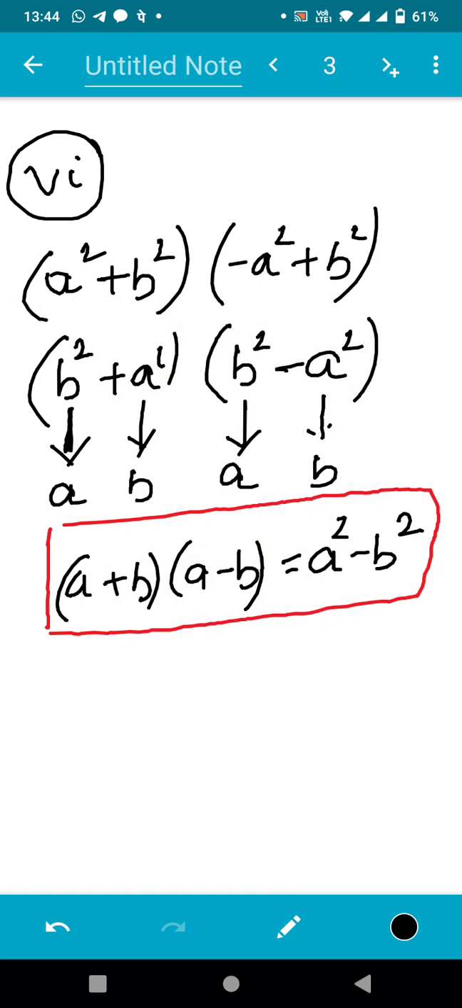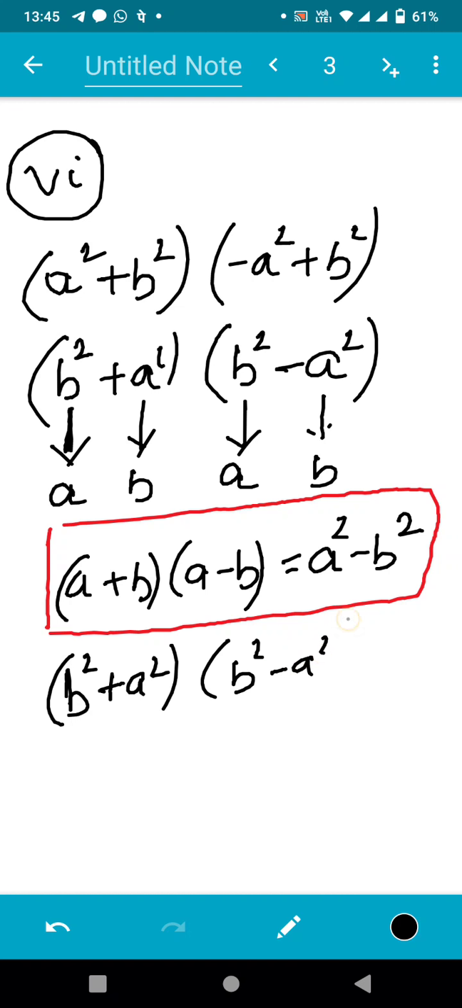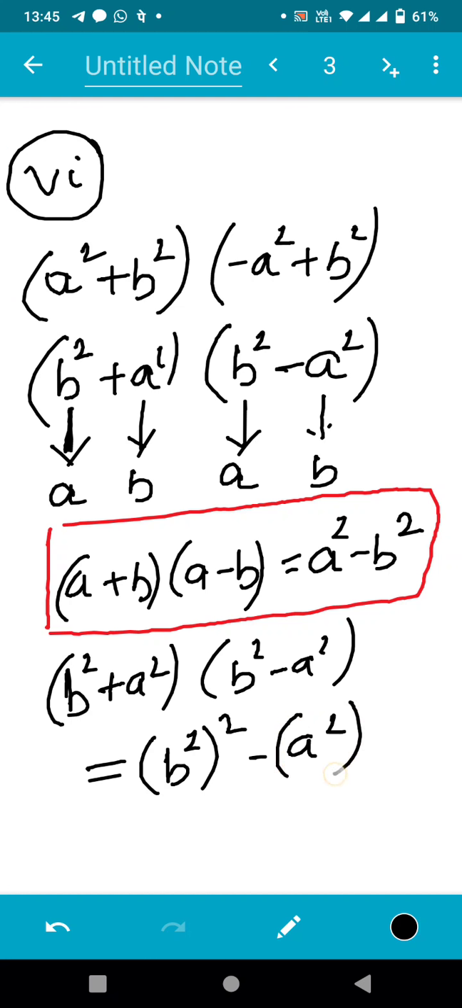So we'll write the question first: b square plus a square, then b square minus a square, and this would be equals to what? a square minus b square. Now in place of a, what is there? It is b square. So first of all we'll write a, and now we'll do the square of this. Now what is there in the position of b? In position of b we have a square, and now we'll do b square of this.